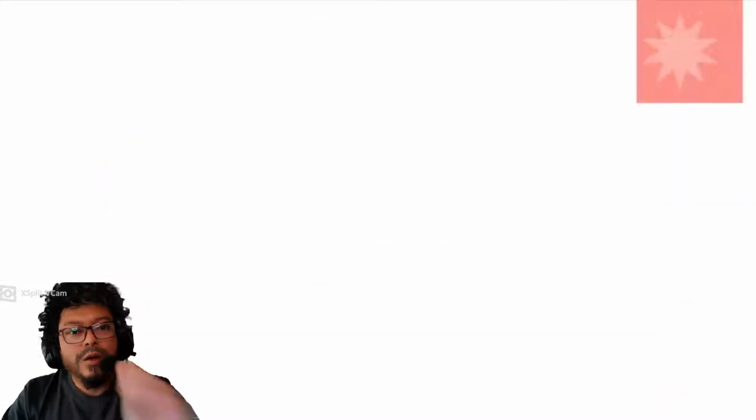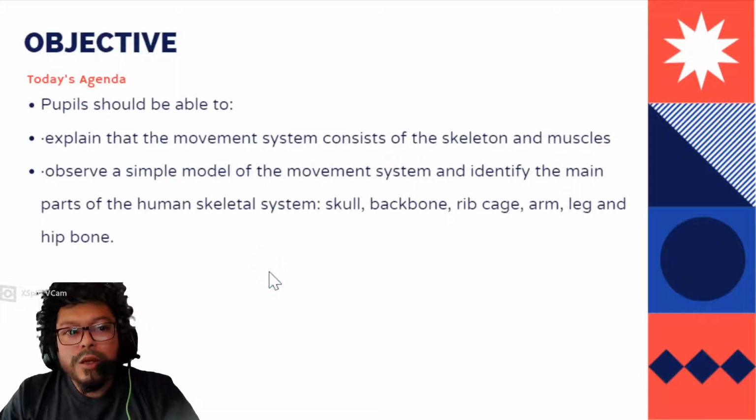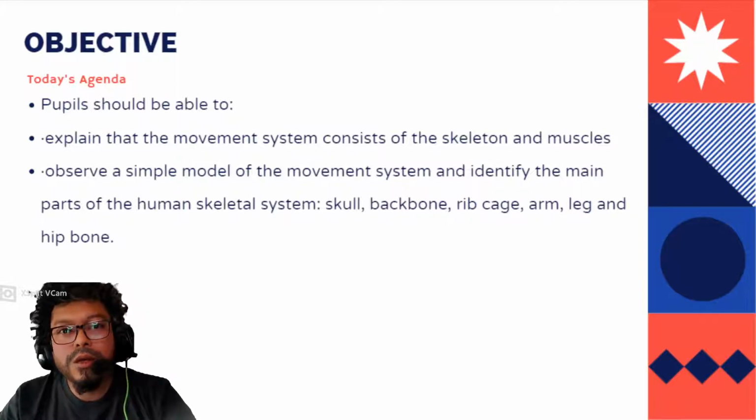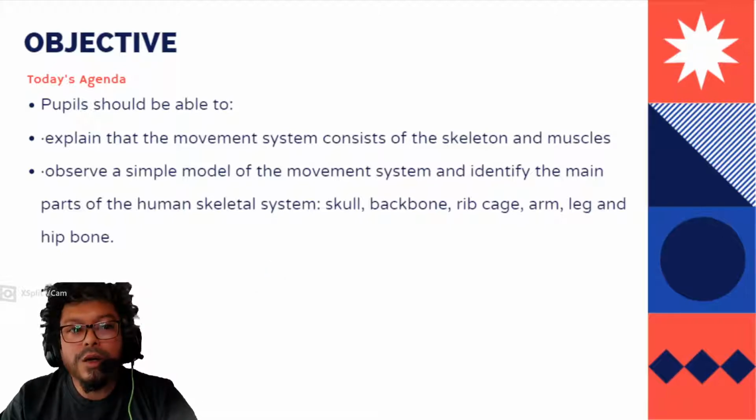Okay, now our objective for today would be to explain the movement system consists of skeleton and muscles. We also observe a simple model or simple picture of the movement system and identify the main parts of human skeletal system: skull, backbone, rib cage, arm, leg, and hip bone.